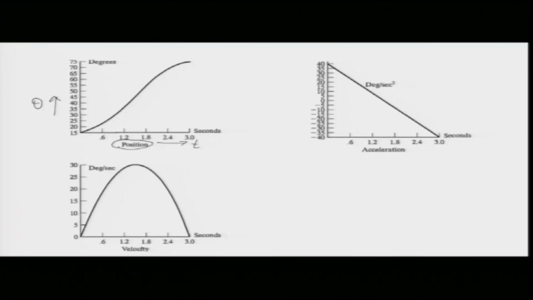Now, when we come to velocity, this is velocity, this is my theta dot. The velocity increases, then somewhere in the middle, which would be at 1.5 exactly, the velocity changes direction. It is increasing, meaning it is accelerating, then it is decelerating again. So, the velocity increases, then it decreases, and this changeover takes place exactly at half the time, because it is symmetric motion.